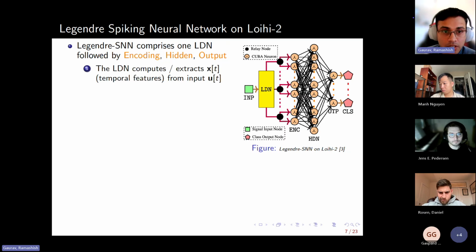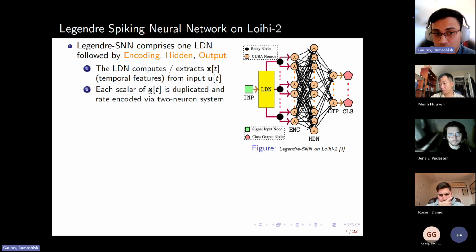Okay, so the LDN here computes or extracts the features xt from the input ut, and each scalar of the state vector xt is duplicated and rate encoded via the 2-neuron encoding system. Each scalar of xt is duplicated because it could be positive or negative. So you need a 2-neuron system such that one neuron is sensitive to the positive sign of the scalar and the other neuron is sensitive to the negative sign of the scalar. So you need 2 neurons in a pair to encode each scalar of the state vector xt.